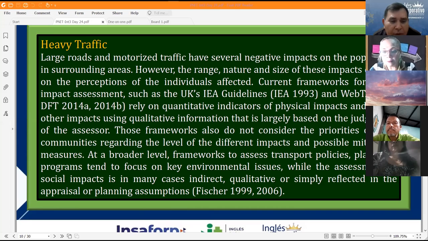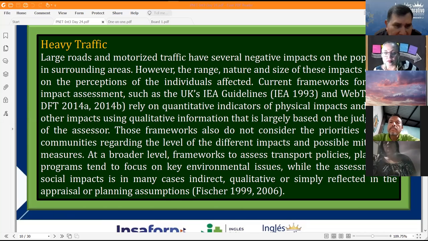They are assessing how people feel because they are late, and what impact it has emotionally, etc. Those frameworks also do not consider the priorities of local communities regarding the level of the different impacts and possible mitigation measures.